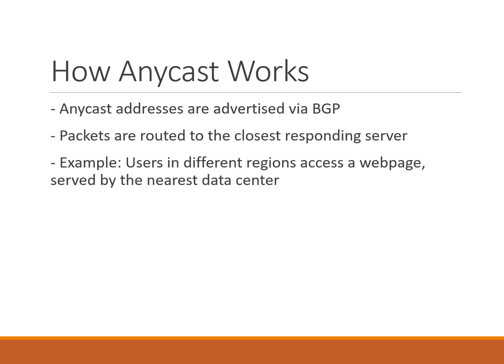So how does anycast work? Anycast works by advertising the same IP address from multiple locations. Routers then determine which server is closest and direct the request accordingly. For example, if a user is in India and another in the United States, both request a web page from an anycasted IP. They will be directed to the nearest data center, improving response time and load balancing.